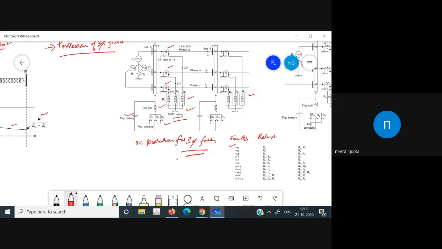So if the fault is A to G, that is line to ground fault, in that very case, relay A is used for that purpose. If it is B to G, then the relay RB is used. Then for C to G, the relay RC is used. If we have AB, then the relay AB is used. So in this case, all the 11 faults are catered by this scheme by using this type of relays.